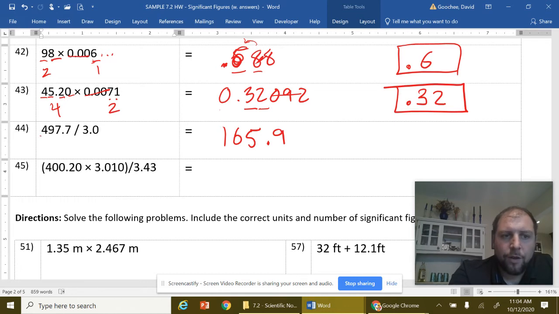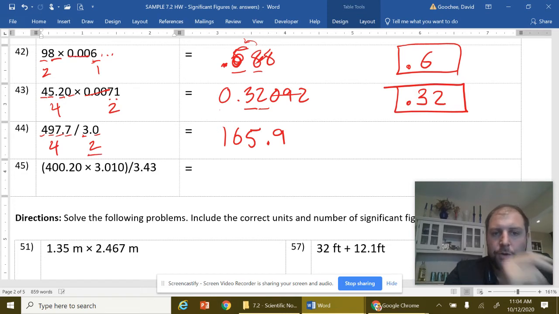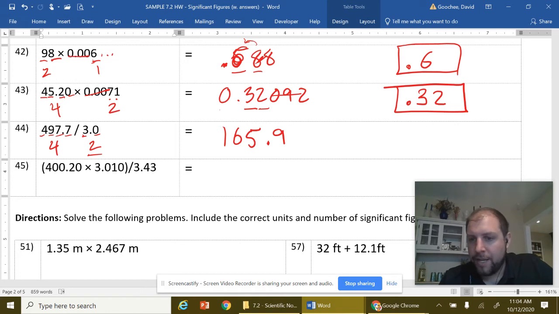This guy right here had 1, 2, 3, 4 significant figures. This one right here had 2 significant figures. Remember, if the decimal point is in the middle of the number, everything counts as a significant figure. So we have to round to 2 significant figures. Whichever number we started with had the fewest sig figs, that's what we have to round to. That's just the way it goes.